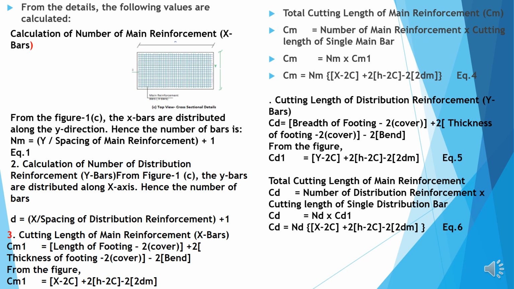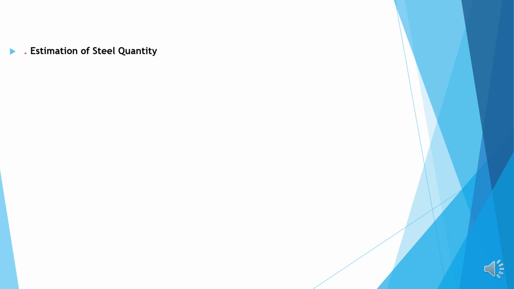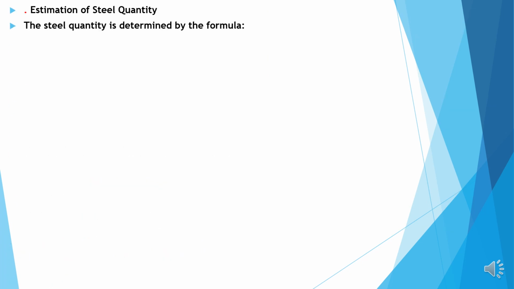Total cutting length of the distribution reinforcement cd is the number of distribution bars into the cutting length of a distribution bar. cd is equal to nd into cd1. So cd is equal to nd into y minus 2c plus 2h minus 2c minus 2dm. This I am calling estimation of the steel quantity.